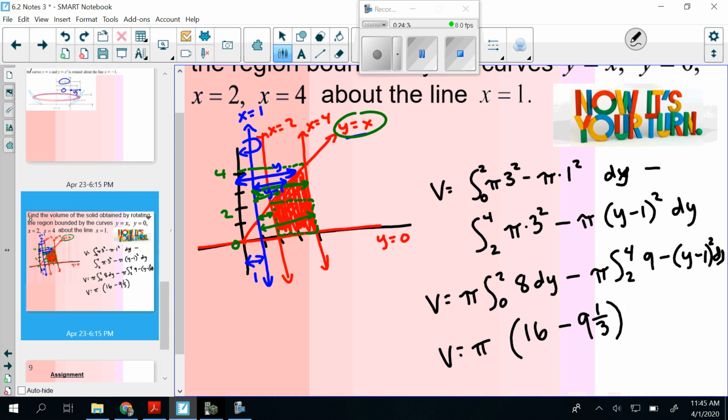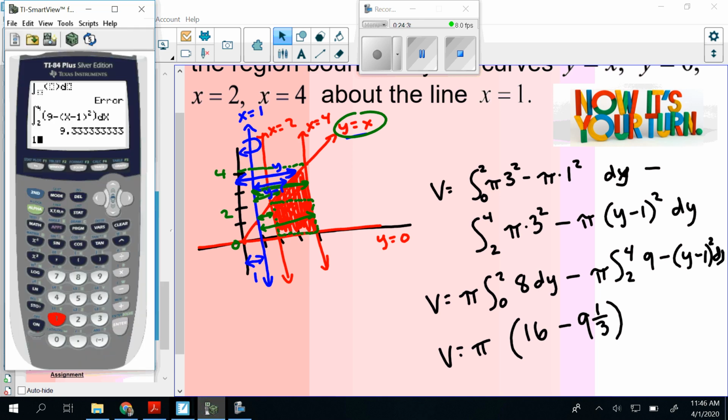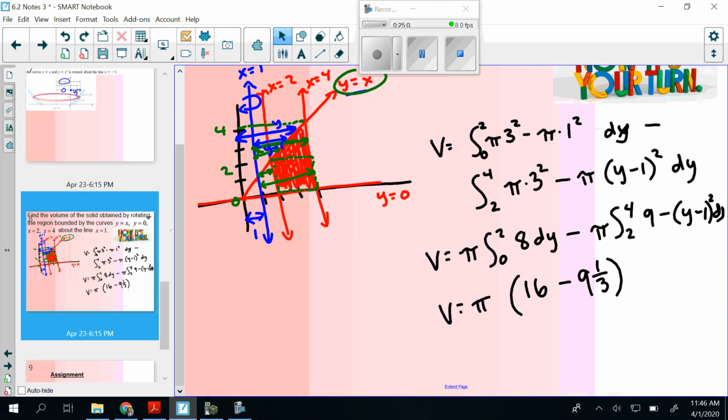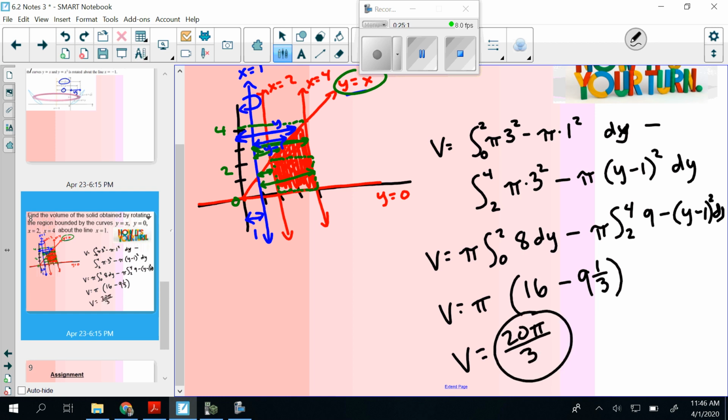So what is that subtracted? And then we've got to multiply our pi back in to get the final answer. So what's 16 minus what we just got there? And then let's make this into a fraction. And it looks like we get 20/3 there. So our final answer then should be that the volume is 20 pi over 3. And that would be our final solution.